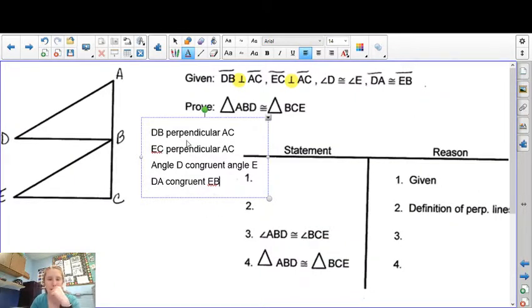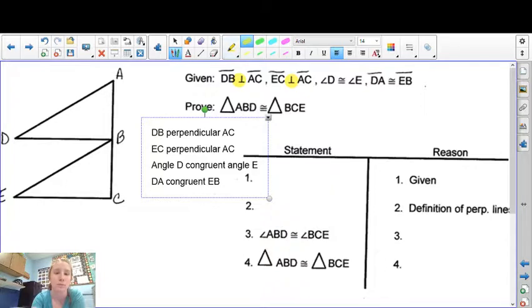Okay, I can't really use the word perpendicular because I see perpendicular down here, so I'm not going to try anything yet. But I can put in my congruency marks for my angles. That's exciting. So angle D is congruent to angle E. Ooh, I can also do a congruent line. DA is congruent to EB. So I've used both of those things. Cool.